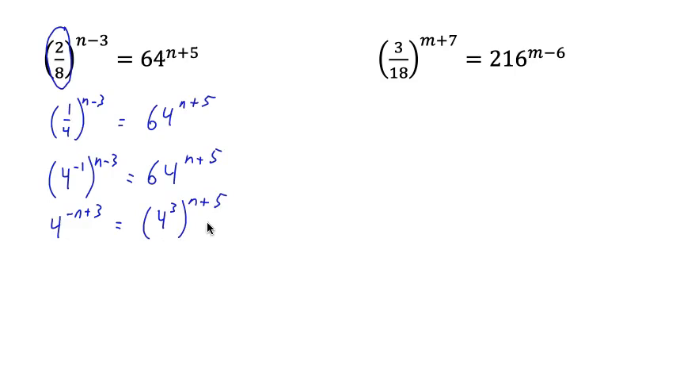Now I'll use my exponent properties. I'm going to multiply 3 times n plus 5. And now I have an equation with two exponential expressions with the same base equal to each other. So we can say the exponents must be equal.